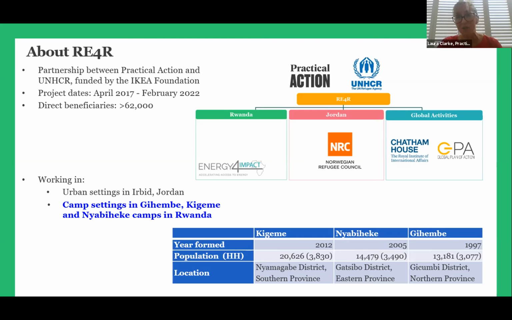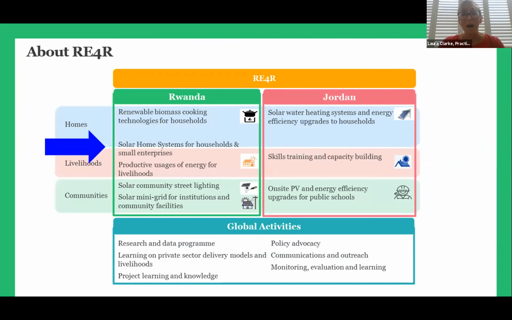And just to give you a quick insight into the demographics of those camps, you can see at the bottom of this slide when those camps were formed and an estimate of their population. So you can see about 3,500 households in each of those 3 camps. And for both of the country scopes, both in Rwanda and Jordan, we've really looked to try to implement interventions that look at energy access solutions across the suite of energy needs.